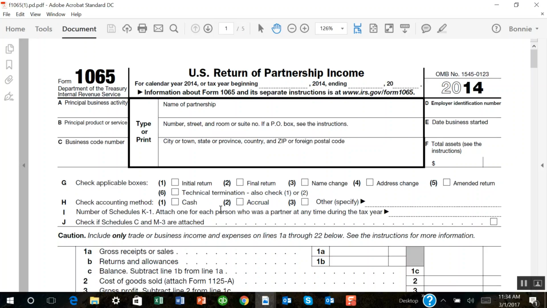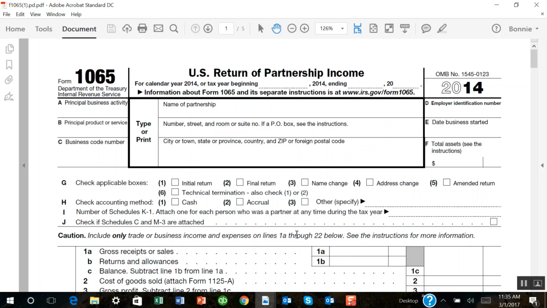Fortunately, none of these boxes are going to apply to you guys. Now, item H is where you check the accounting method, and it probably tells you that in the data, in the Word document, whether this partnership is using the cash method of accounting or the accrual method of accounting. And then in item I, you list the number of Schedules K-1 that are attached to this return.